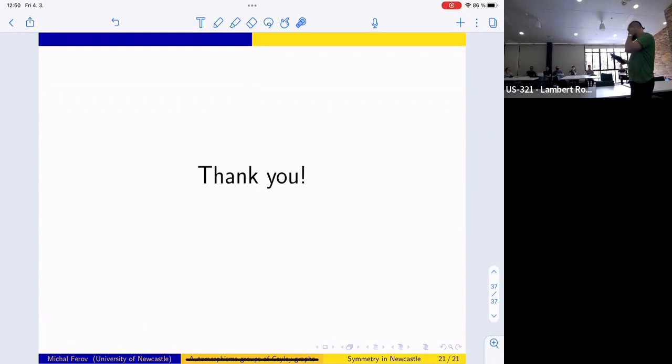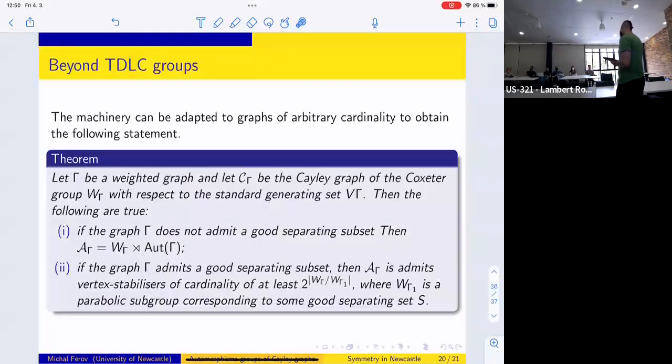All right, very well. Any questions or comments for Michal? Yes, George? Concerning your last theorem, this one. Yeah. Can you give a condition on the graph that says that the automorphism group is locally compact?